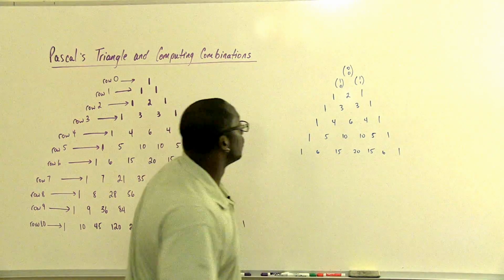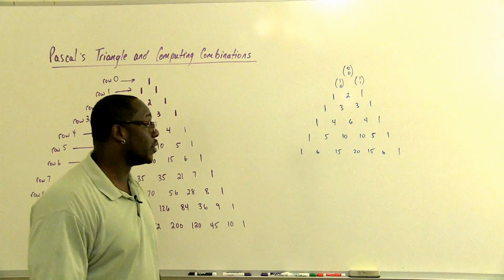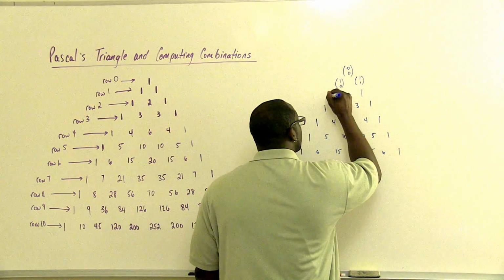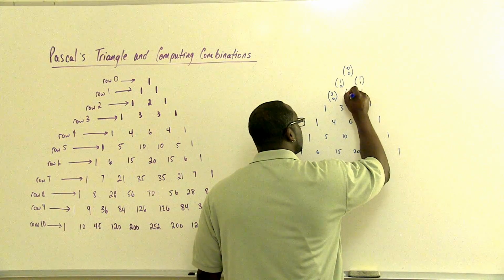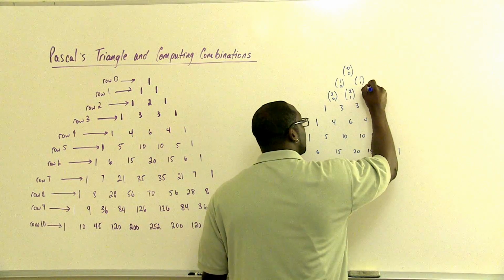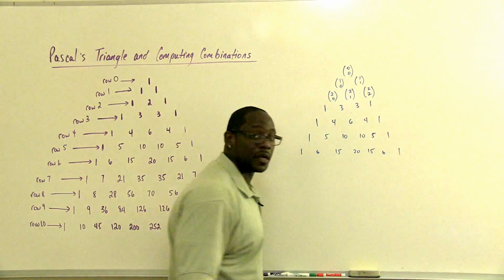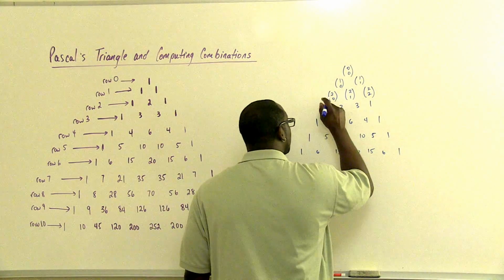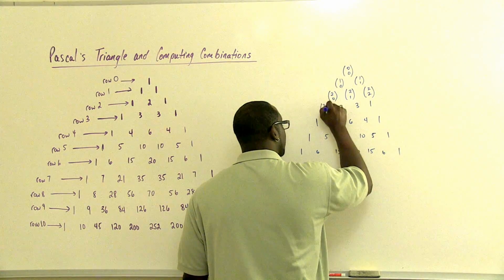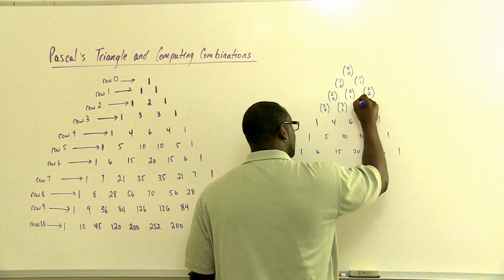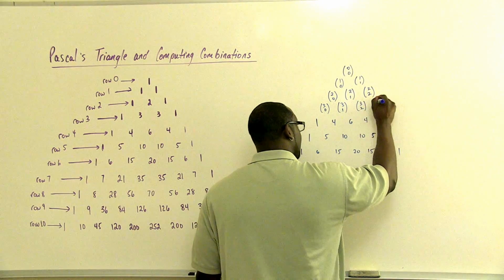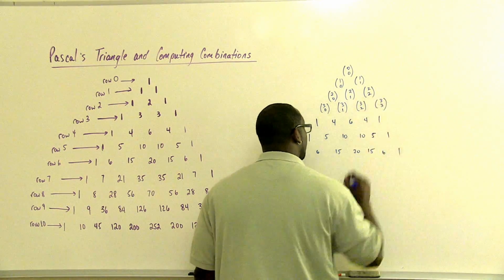So if we keep that pattern going, you'll see that row 2 represents a combination of 2 things taken 0 at a time, 2 things taken 1 at a time, 2 things taken 2 at a time. Next row, combination of 3 things taken 0 at a time, 3 things taken 1 at a time, 3 things taken 2 at a time, and 3 things taken 3 at a time.